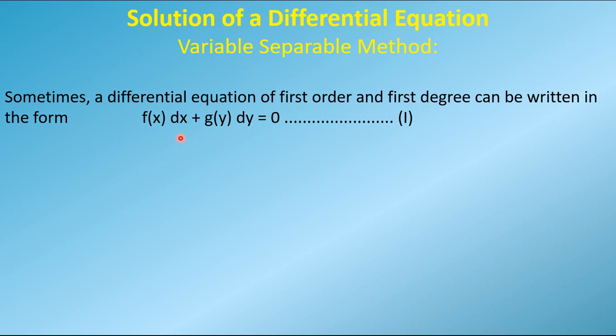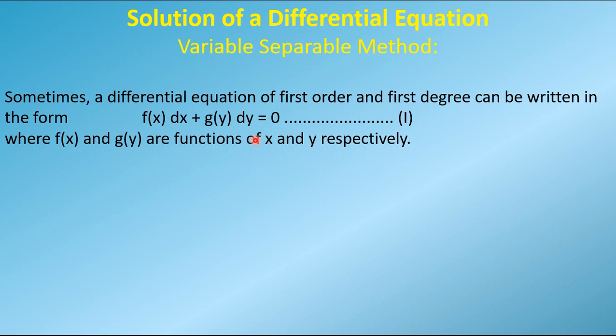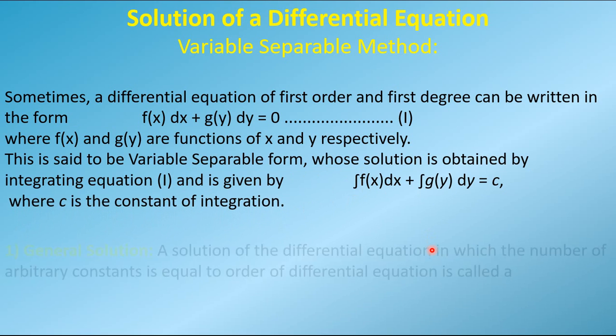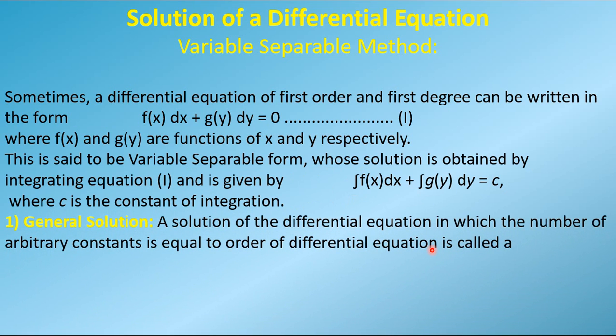So sometimes it is of the form f(x) dx plus g(y) dy is equal to 0, where f(x) and g(y) are functions of x and y. This is said to be variable separable form whose solution is obtained by integration of f(x) dx plus integration of g(y) dy is equal to c, where c is the constant of integration.